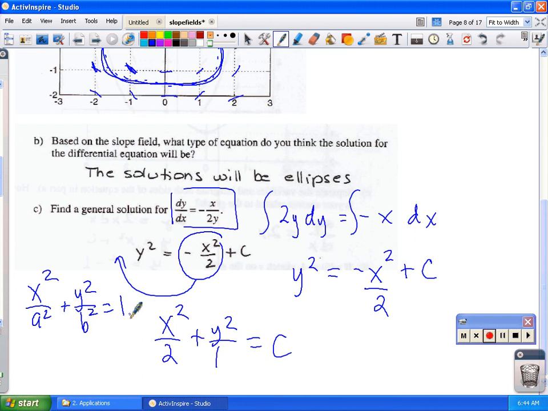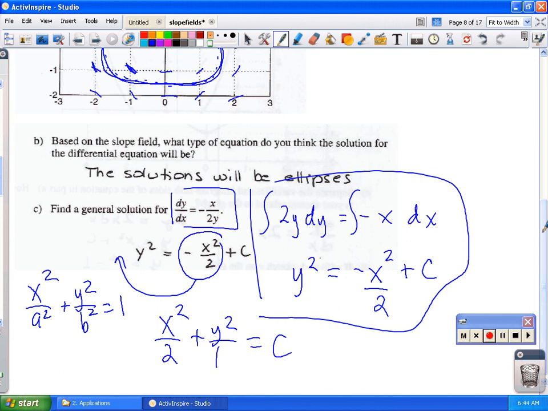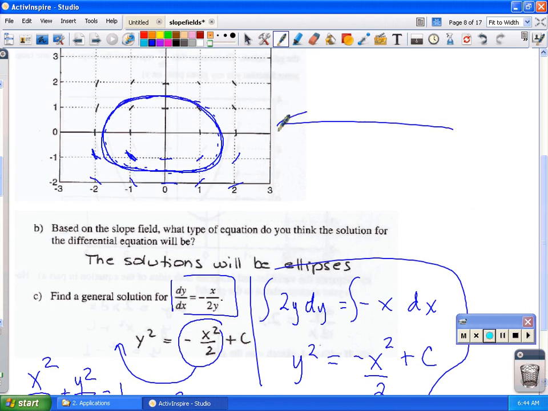So we did this algebraically. We actually generated the family of functions, and we also did it by using a slope field. Again, slope field, tiny little tangent segments, and when you put a whole bunch of them together, you can actually start to see the family to whom the derivative belongs.